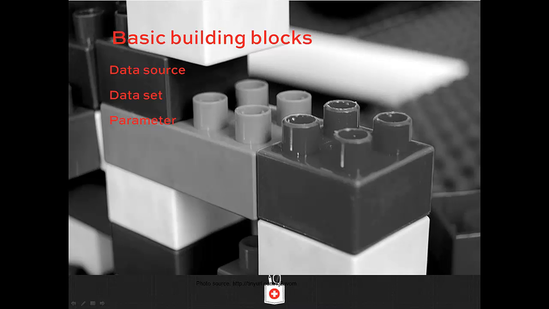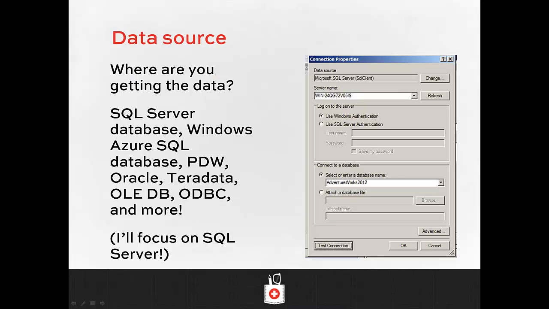So what are the basic building blocks of a SQL Server Reporting Services report? Before you even think about showing your data in the form of a table or a chart, what you need to think about are your data source, your data set, and your parameters. The data source describes where you're getting the data from. What server are you connecting to? What database or file are you connecting to?